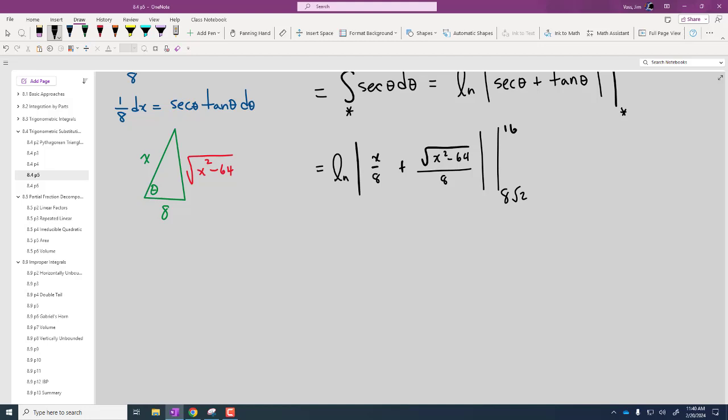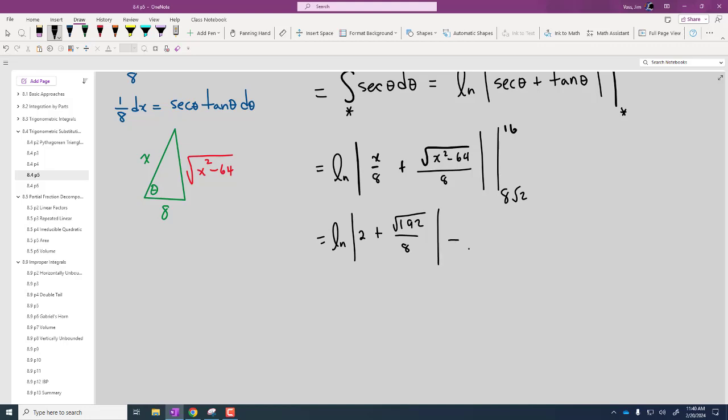So let's plug in the 16 first. So we're going to have natural log, absolute value, 16 over 8 is 2. 16 squared, is that 256? So 256 minus 64. 256 minus 64, 192? That's correct. 192, and that's going to be square root of 192, right? Okay, so we've got that.